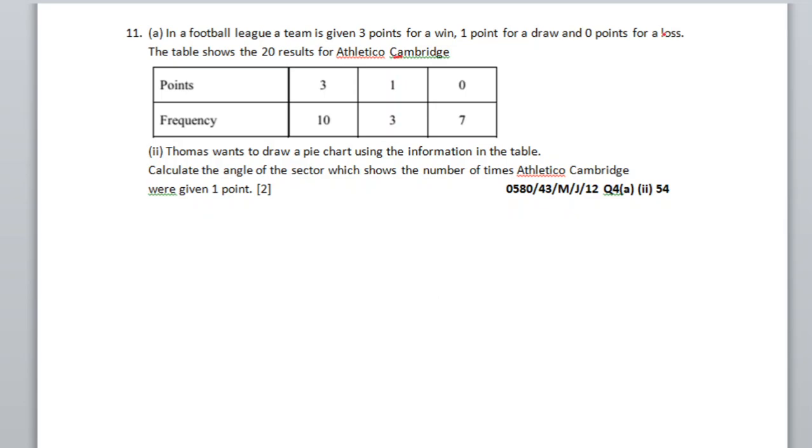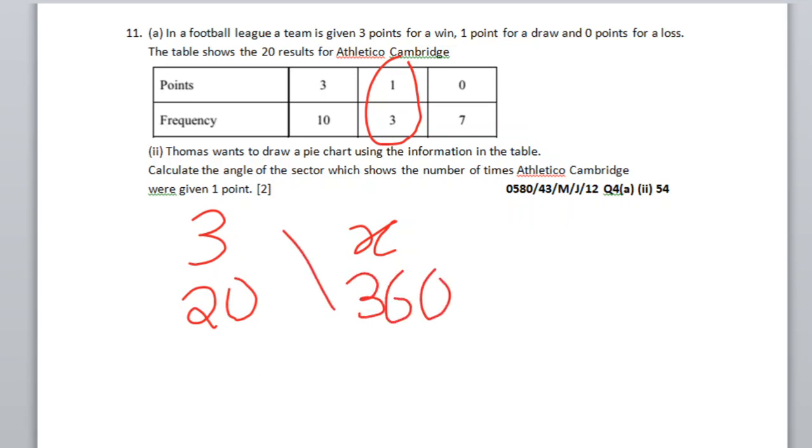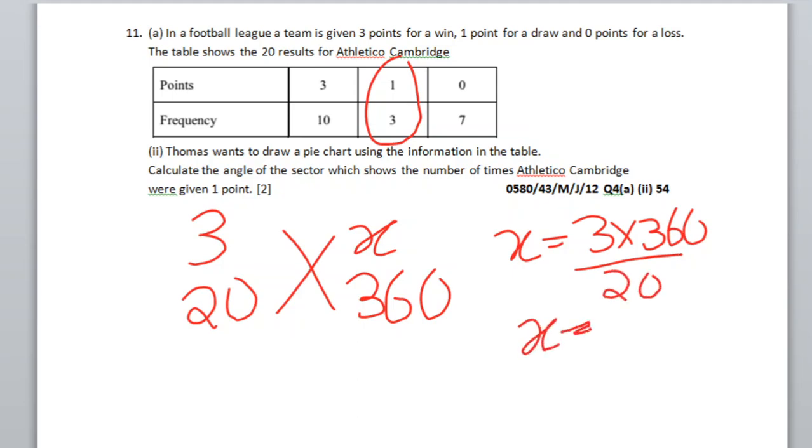Atletico Cambridge were given 1 point 3 times. We can tell that by looking at the table. So write 3 and next to it write x degrees, and total results in this table is 20 and total angle of a pie chart is 360 degrees. Cross multiply, and we will get 3 times 360 over 20, which gives 54 degrees.